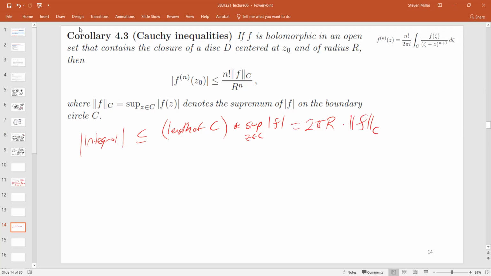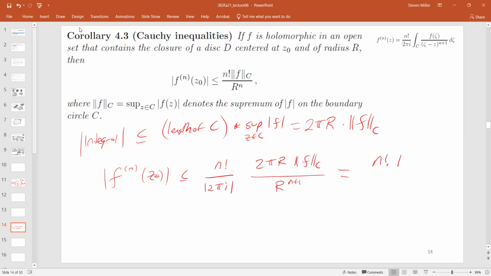And so now when we put that in, the nth derivative at any point z naught would be less than or equal to n factorial over the absolute value of 2 pi i, times the value of the integral, which would be 2 pi r, and then remember down below I have an r to the n plus 1, because I have a zeta minus z to the n plus 1. So when I put all the pieces together, we can see the 2 pi's cancel, and this will be n factorial, the largest value of the function, divided by r to the n.